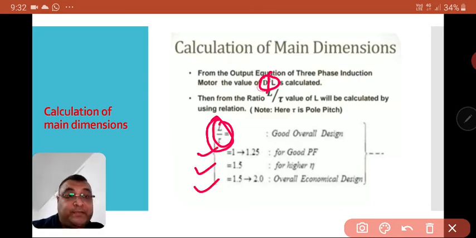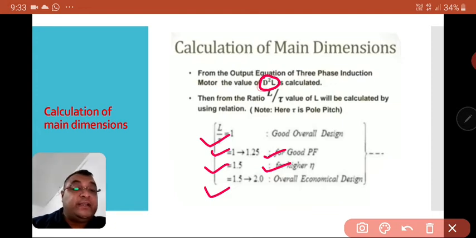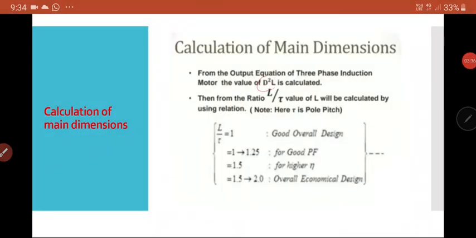Whatever the specific need, as per that we have to consider the ratio of L by tau. When L by tau is equal to 1, that is considered for a good overall design. When it is between 1 to 1.25, our aim is to design the motor for a good power factor. When it is equal to 1.5, our aim is to design the motor for higher efficiency. And when it is between 1.5 to 2.0, we consider an overall economical design. That's how the value of L by tau is considered.